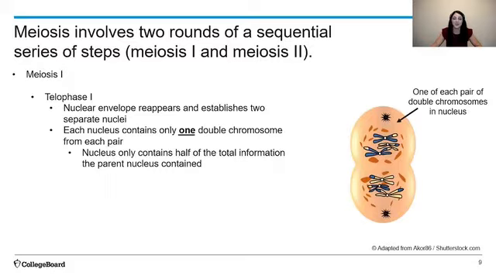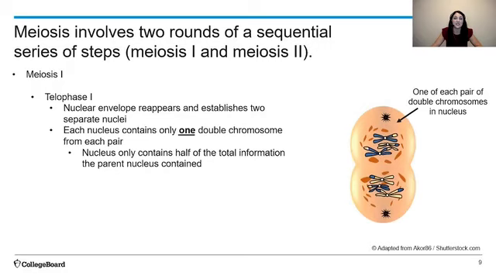At this point in meiosis 1, at telophase 1, the nucleus that's forming is only going to contain half of the total information that the parent nucleus contained. You can see here that 1 of each pair of double chromosomes is in the nucleus. We started with 6, and now in each of these nuclei there will be 3.